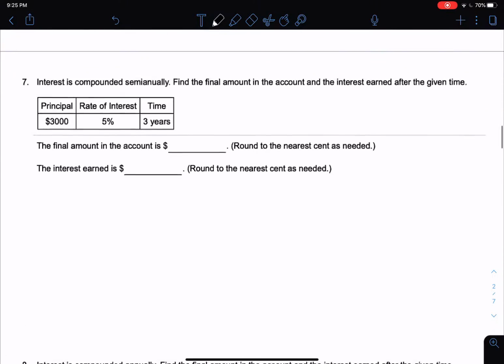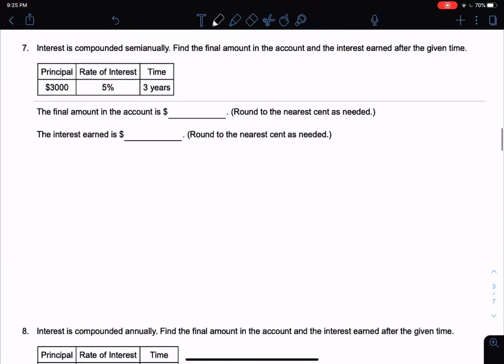Number 7. Number 7 says, interest is compounded semi-annually. That's something I need to point out right now. We've got to get the language down: when it says compounded annually, n would equal 1. But when it says compounded semi-annually, that happens 2 times a year, right? So n equals 2. Semi-annually means 2 times a year.